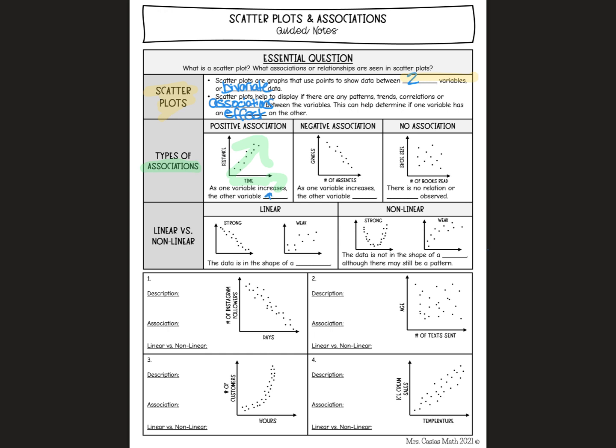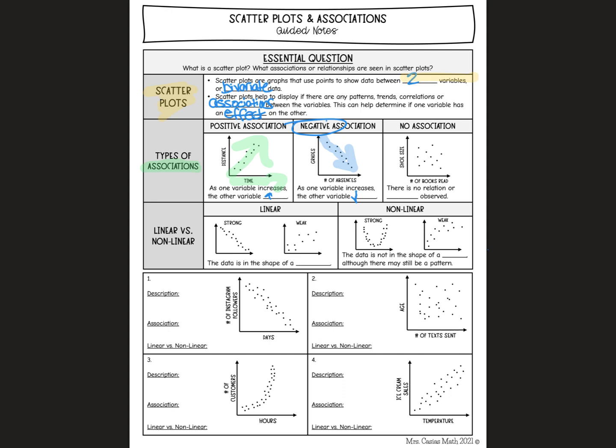Okay? Now let's look at negative association. Well, with negative association, you can think of it as they're going in opposite directions. As one variable increases, the other variable decreases. And I can use the example between your number of absences in my class and your grades. More than likely, if you're absent a lot, your grades are probably going to decrease. Okay? So that is a negative association.